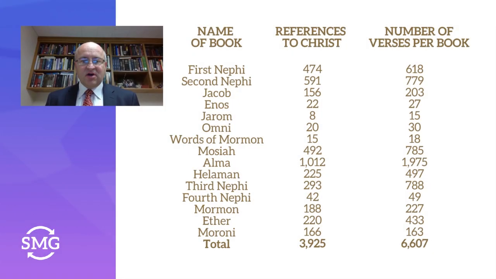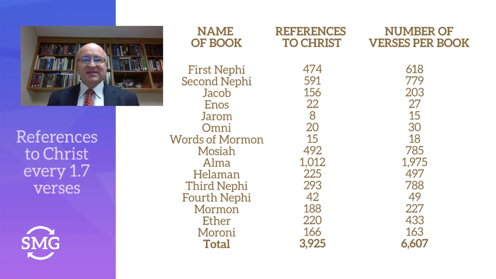Now, several years ago, in 1978, from the Ensign, there was an article that talked about the names of Christ in the Book of Mormon. And the references to Christ you see on this page. The number of verses per book is also there. One of the amazing stats is it's every 1.7 verses in the Book of Mormon that it talks about Christ. It refers to Christ. Truly, this is another testament of Jesus Christ.